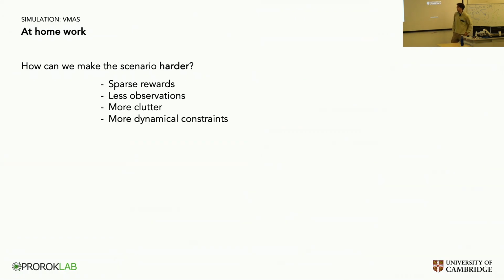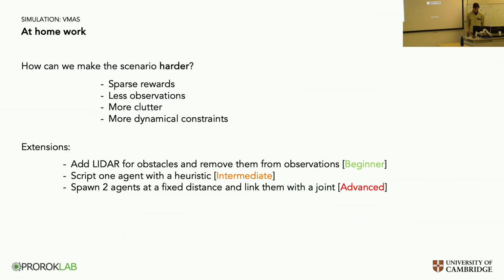These are some that I wrote. Fewer LiDAR is fewer observations, more clutter is more agents, more dynamical constraints. So there are many ways. Some extensions you can try if you want to play with VMAS: add a LiDAR for obstacles and remove them from the observations. You can try to script one of the agents, so instead of making it a learning agent, you write a rule-based controller to control that agent.